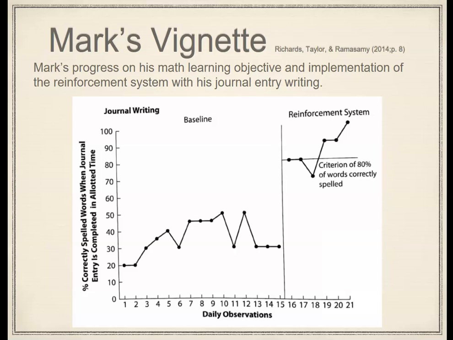At that time, they started the system with journal writing, and you can see a low level of percent correctly spelled words when the journal entry is completed on time, but maybe a slight accelerating trend here. But an immediate jump in level and trend was seen when the system was put in place. So we could see that this was, at first glance, at least correlational data to say that when the reinforcement system was in place, Mark was motivated to be more successful.